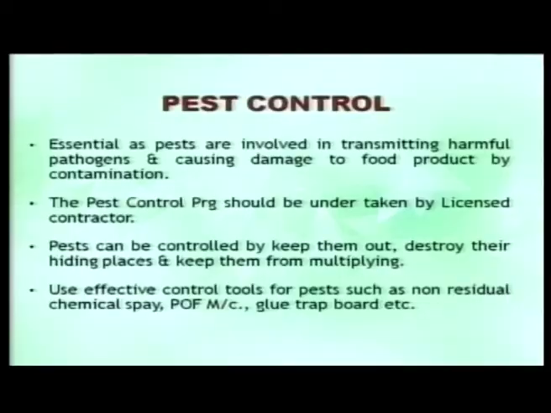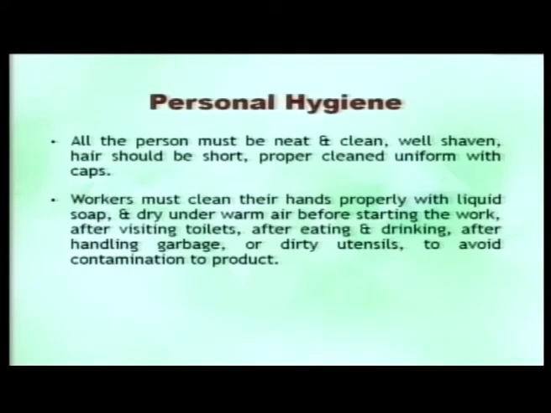The pest control. The pests are another source of contamination which needs to be appropriately controlled, and a program has to be in place. The pest control program should be only through a licensed contractor because many agencies are available which do pest control. There should be a system that destroys the hiding places of the pests, so that they do not multiply, and the chemical spray usage should be appropriate.